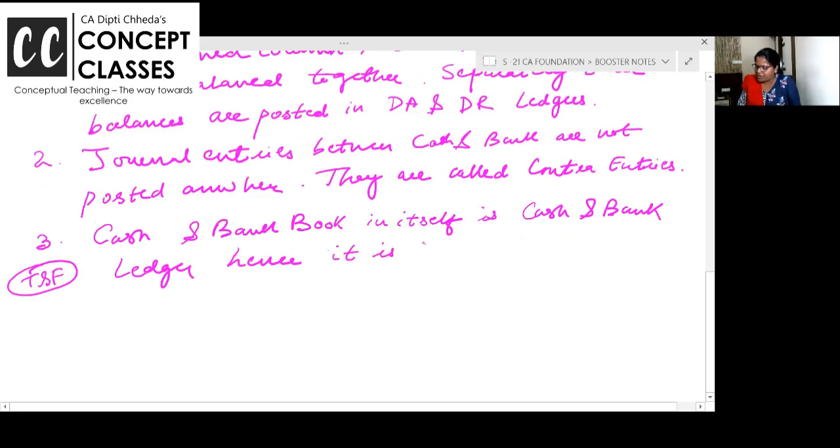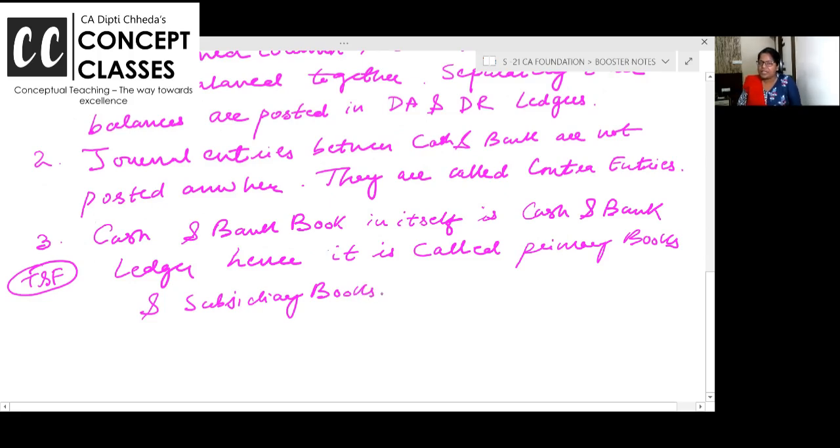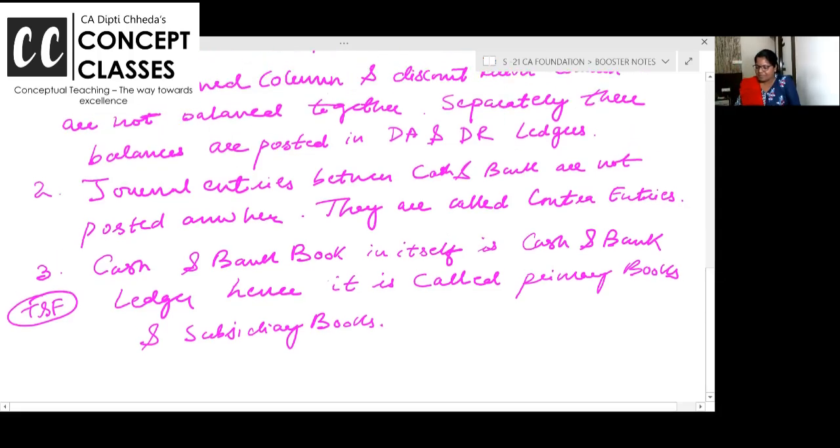Hence, it is called primary books and subsidiary books both. Primary book, where you record the journal entry, and then ledger books and subsidiary books both. Yes, you don't maintain a separate cash and bank ledger because the cash book in itself is the cash and bank ledger. Nice points, all very clear what you have written.